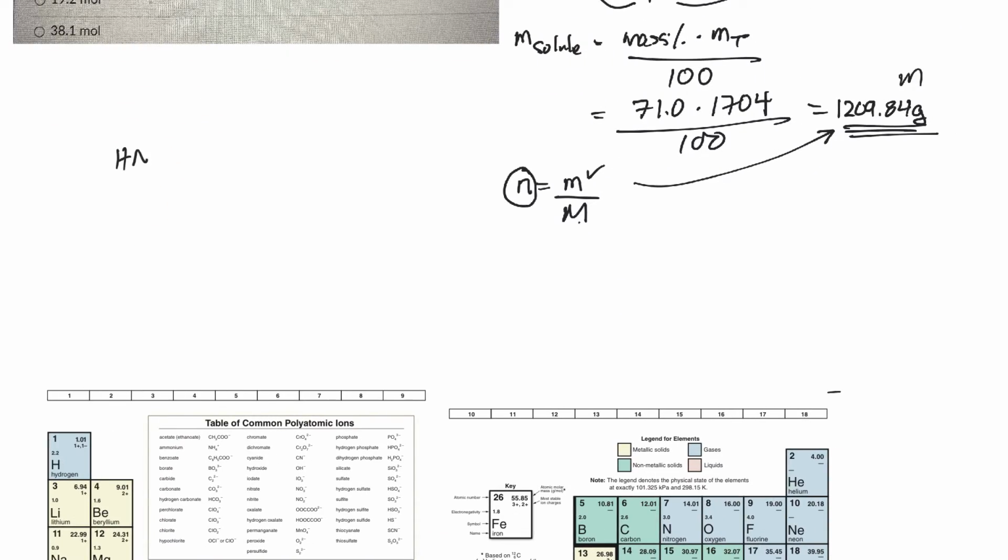So nitric acid. So I have one hydrogen at 1.01. I have one nitrogen at 14.01. And then I have three oxygens at 16 each. So that'd be 48 total. So this would be, what's that?